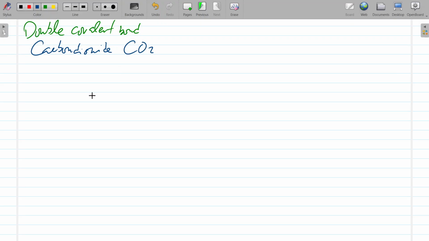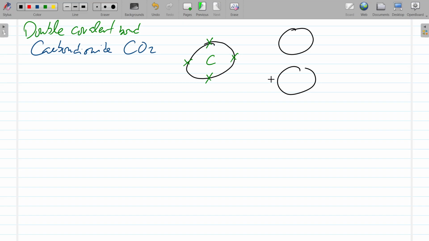So, double covalent bond. An example of that is carbon dioxide, something we are all very familiar with, CO2. So what's going on over there? We've got carbon. It has 4 electrons. Again, this is just the outermost shell. And then you've got oxygen, and you've got 2 of them. And each oxygen atom has 6 outermost electrons.